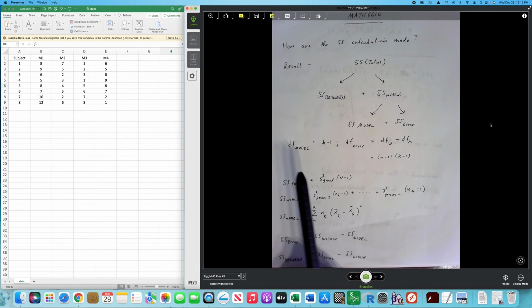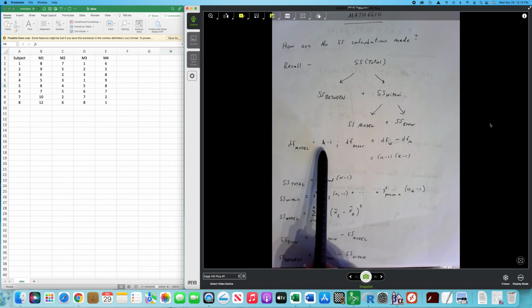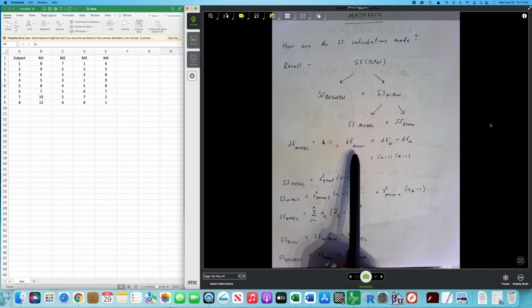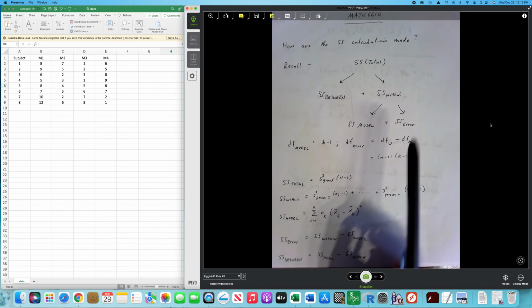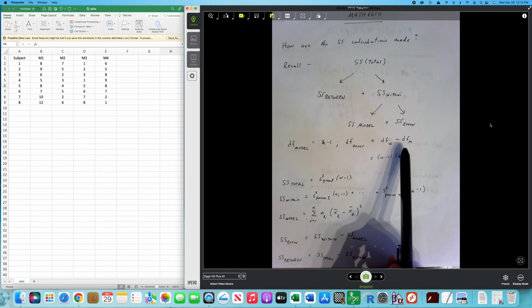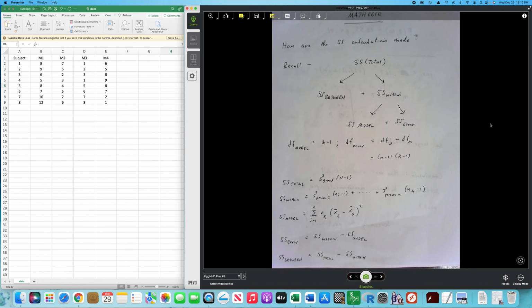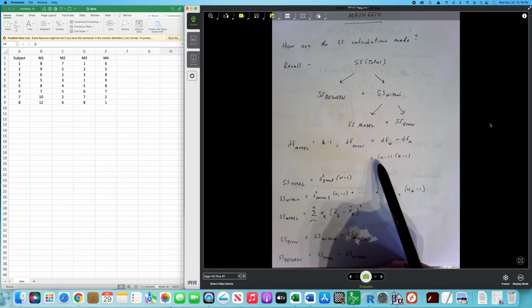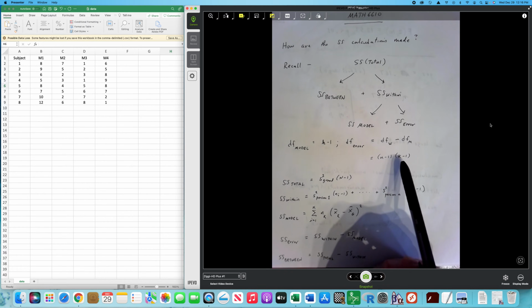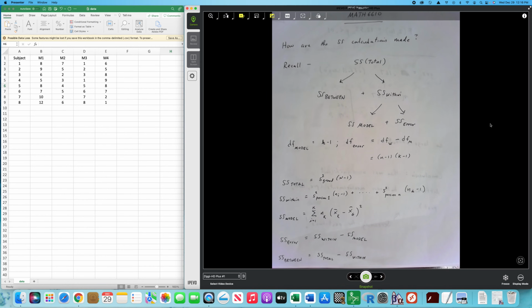And then the degrees of freedom for the model are just k minus 1, where k is the number of measurements. And degrees of freedom for the error, this component right there, is the degrees of freedom total minus the degrees of freedom for within, minus the degrees of freedom for the model. And the easiest way to do that is just take n minus 1 times k minus 1. Now, n minus 1 is the number of subjects, and k minus 1 is the number of measurements.